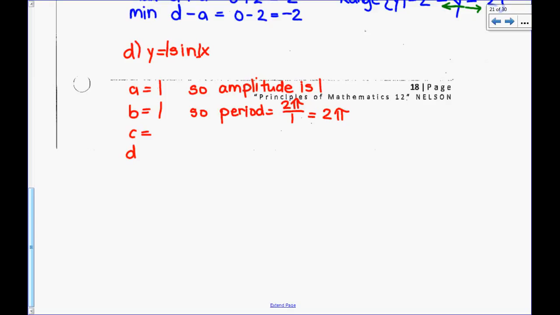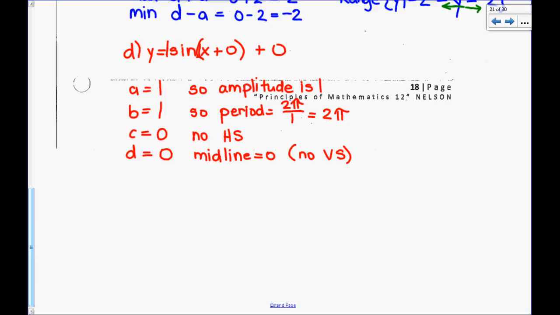C, well, we don't have anything that we're adding or subtracting here, so it's really a 0, isn't it? So C is 0, so this means there's no horizontal shift or horizontal translation. It's not moving it horizontally left or right. It's the regular sine function, right? And then the midline, well, we're not adding anything. This part would be in brackets. We're not adding anything out here to the whole function. So d is 0, which means that our midline is 0. And there's no vertical translation or vertical shift. Okay, it's not moving it up or down.